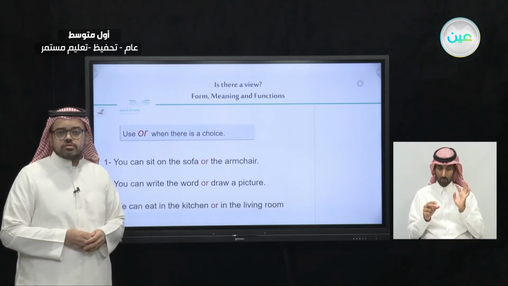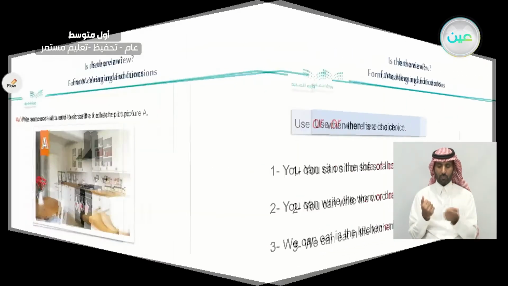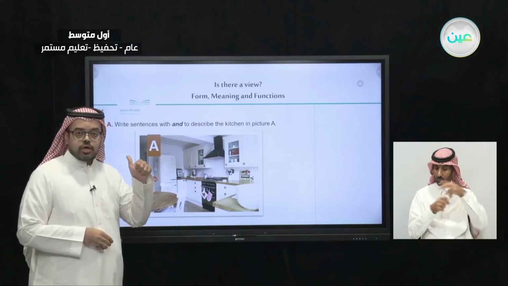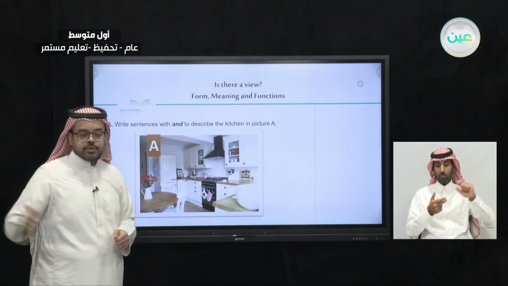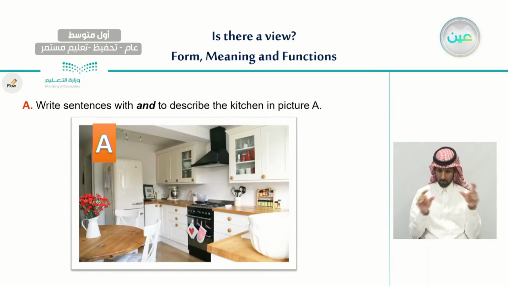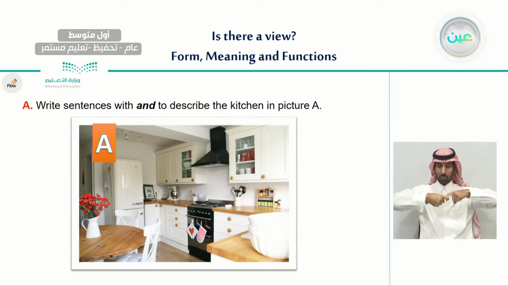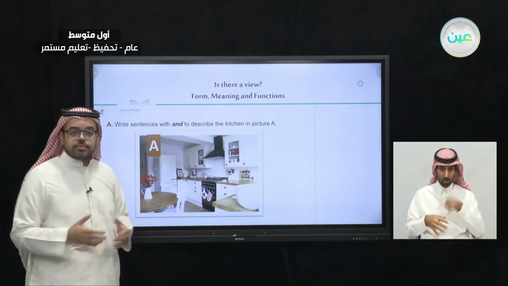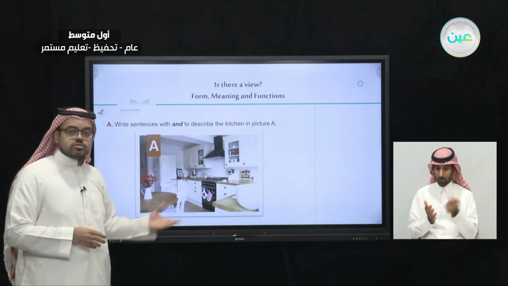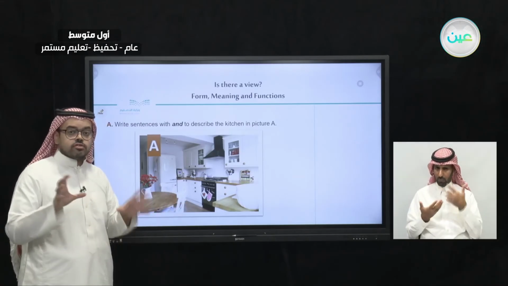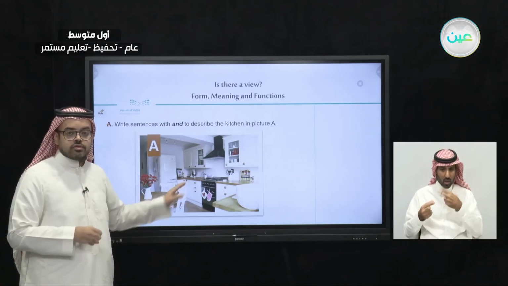Let's try to do an exercise about this. In this exercise, we have two pictures, picture A and picture B. What we need to do is write sentences using the word and to describe the kitchen in picture A. So before writing the sentences, let's have a look at this photo and try to elicit some of the things that are inside it.